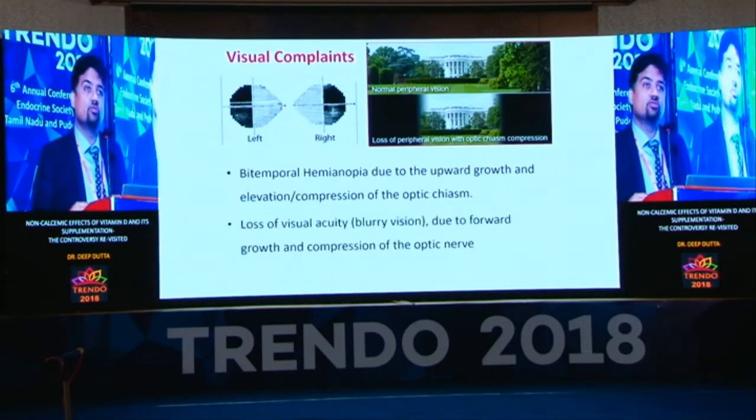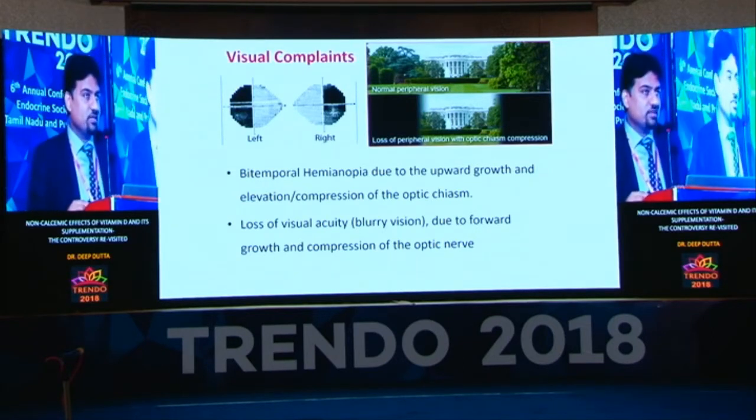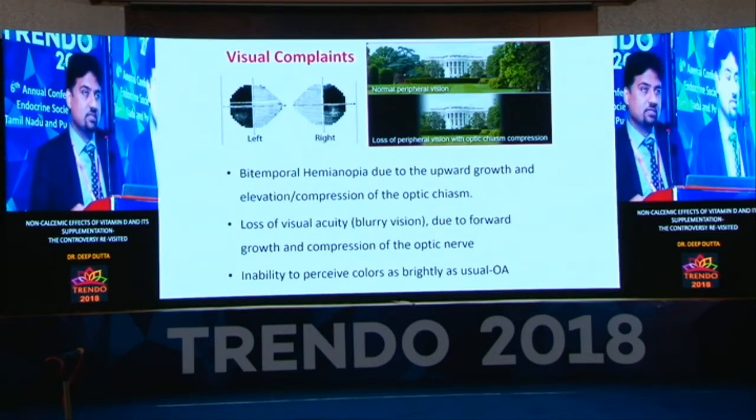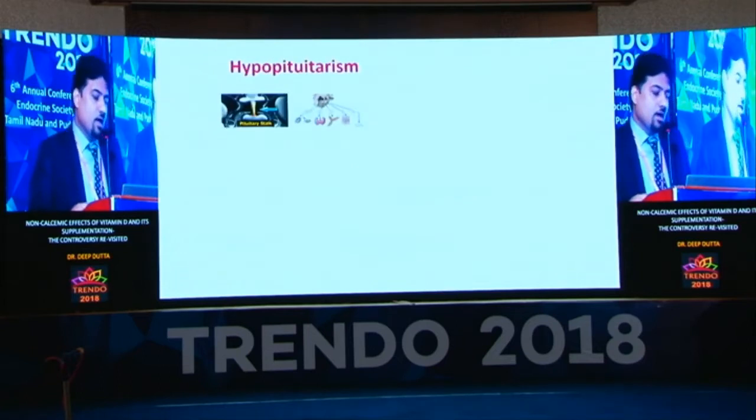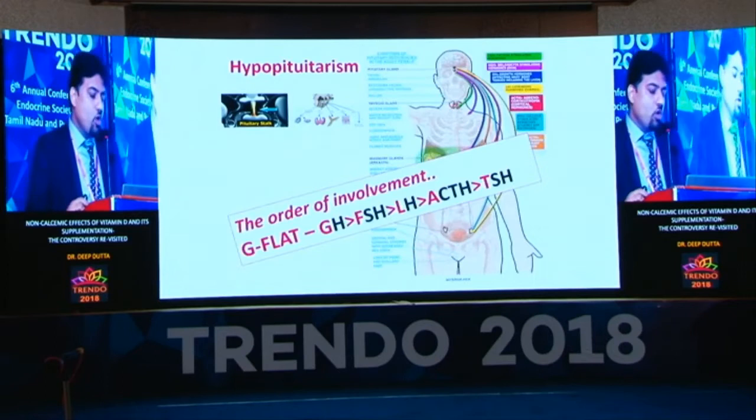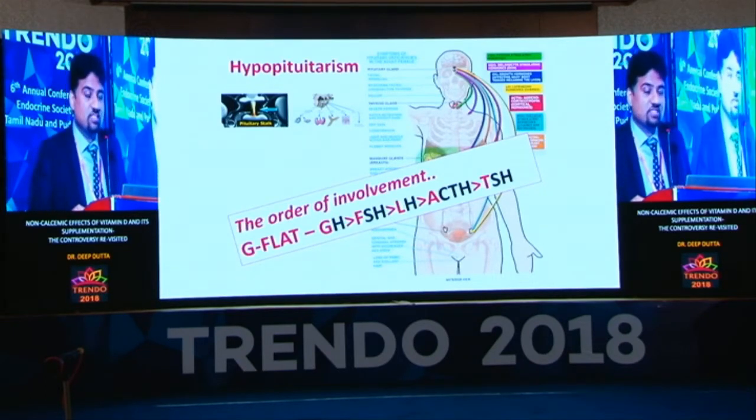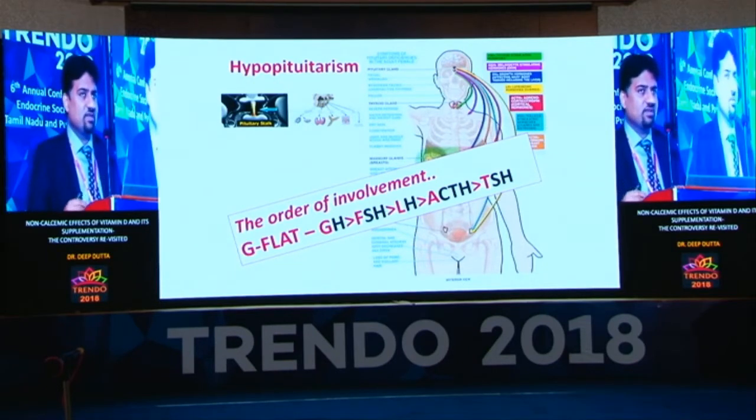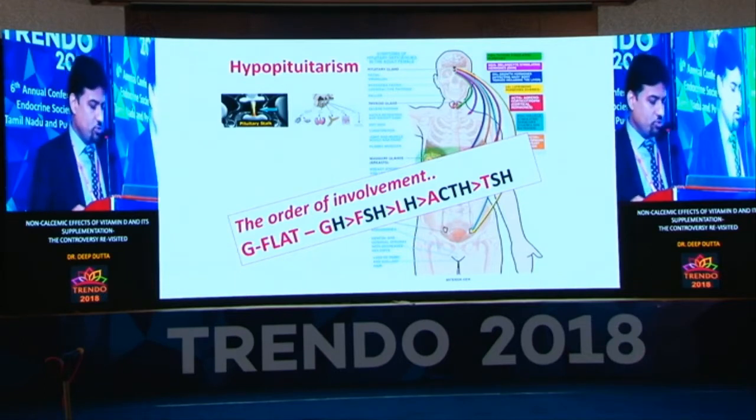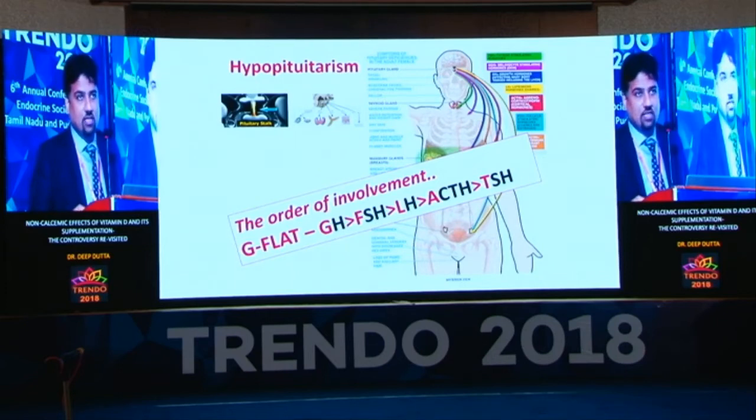The other important visual complaints that you need to ask about are loss of visual acuity, how the vision has been affected, and, because of optic atrophy, one of the early symptoms these patients may have is loss of color vision. Apart from this, it's important to find out the history of hypopituitarism. The common order that is followed with any pituitary tumor is growth hormone deficiency first, which again in adults can be very subtle. What is seen earlier is menstrual irregularities and amenorrhea in women, erectile dysfunction in men, followed by involvement of the cortisol and the thyroid axis.